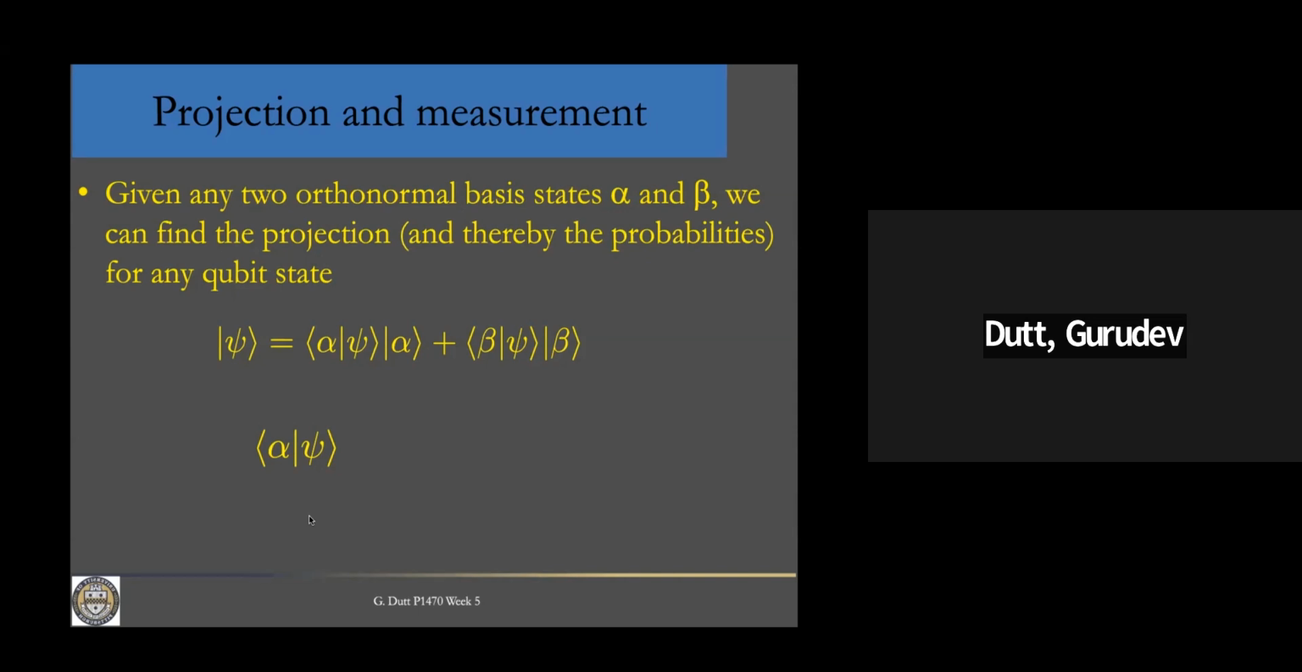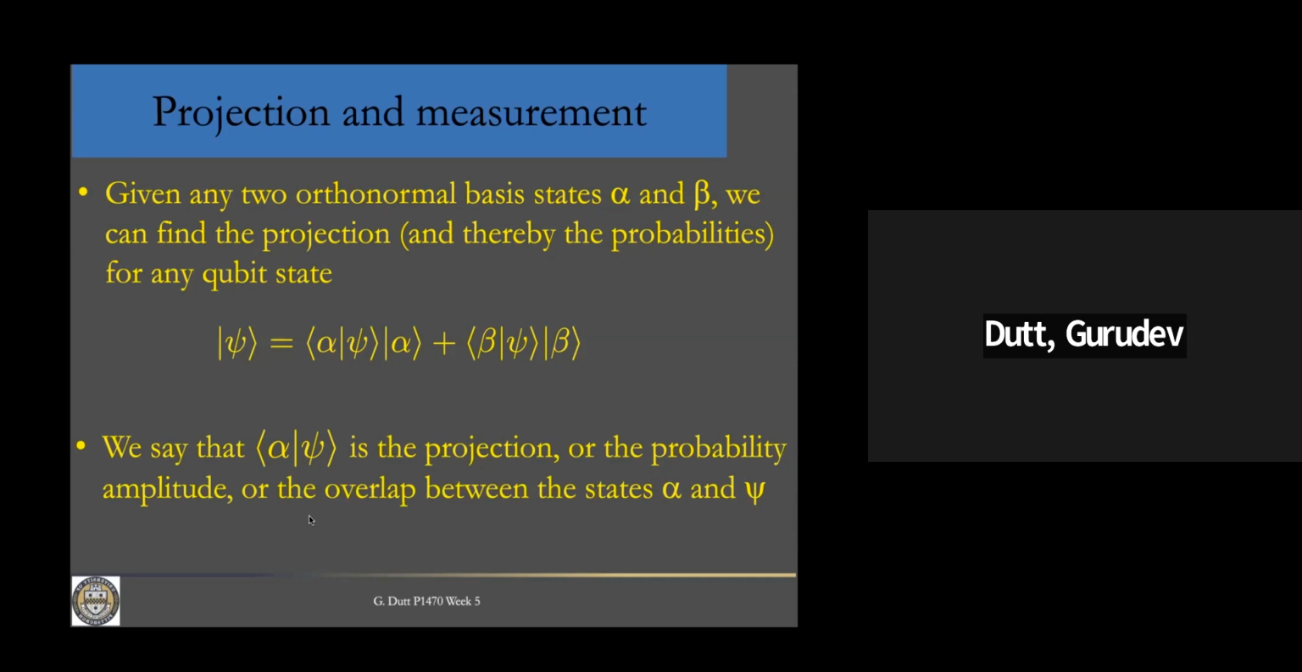Does anybody remember what orthonormal means? Yes. On opposite sides of the Bloch sphere. Correct. But what does it mean in terms of the inner product? The inner product between two of them is 0, and between any one of them with itself is 1. Yes, exactly. Very good. Excellent.